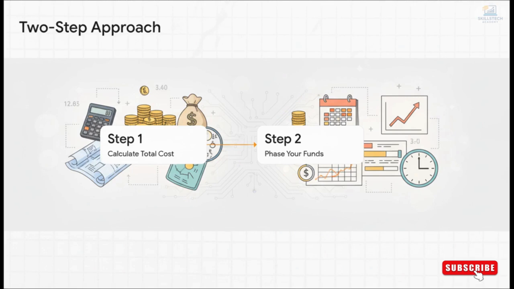It's just 2 steps. First, we're going to figure out the total cost. That's the how much. And then we're going to phase the funds. That's the when. Simple as that. So let's dive right into step 1.